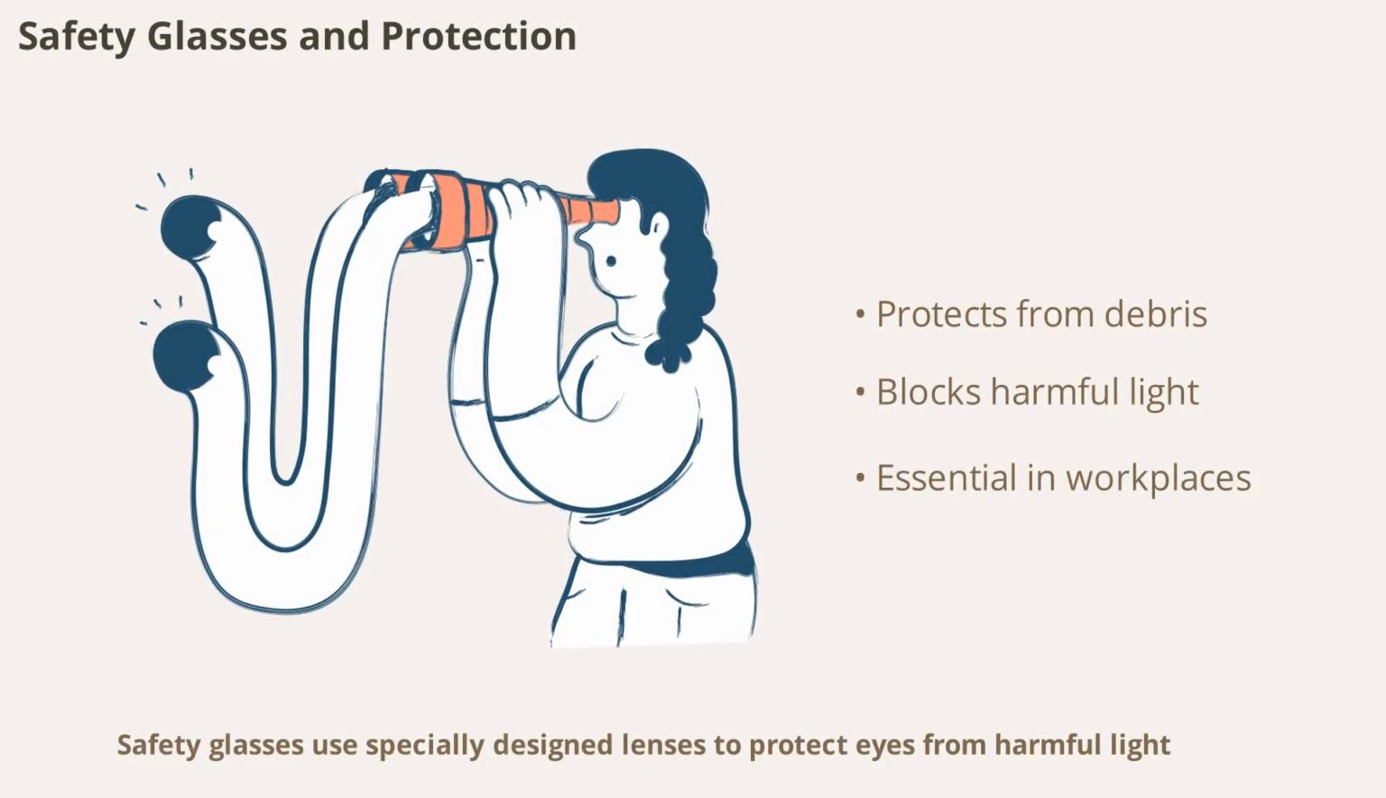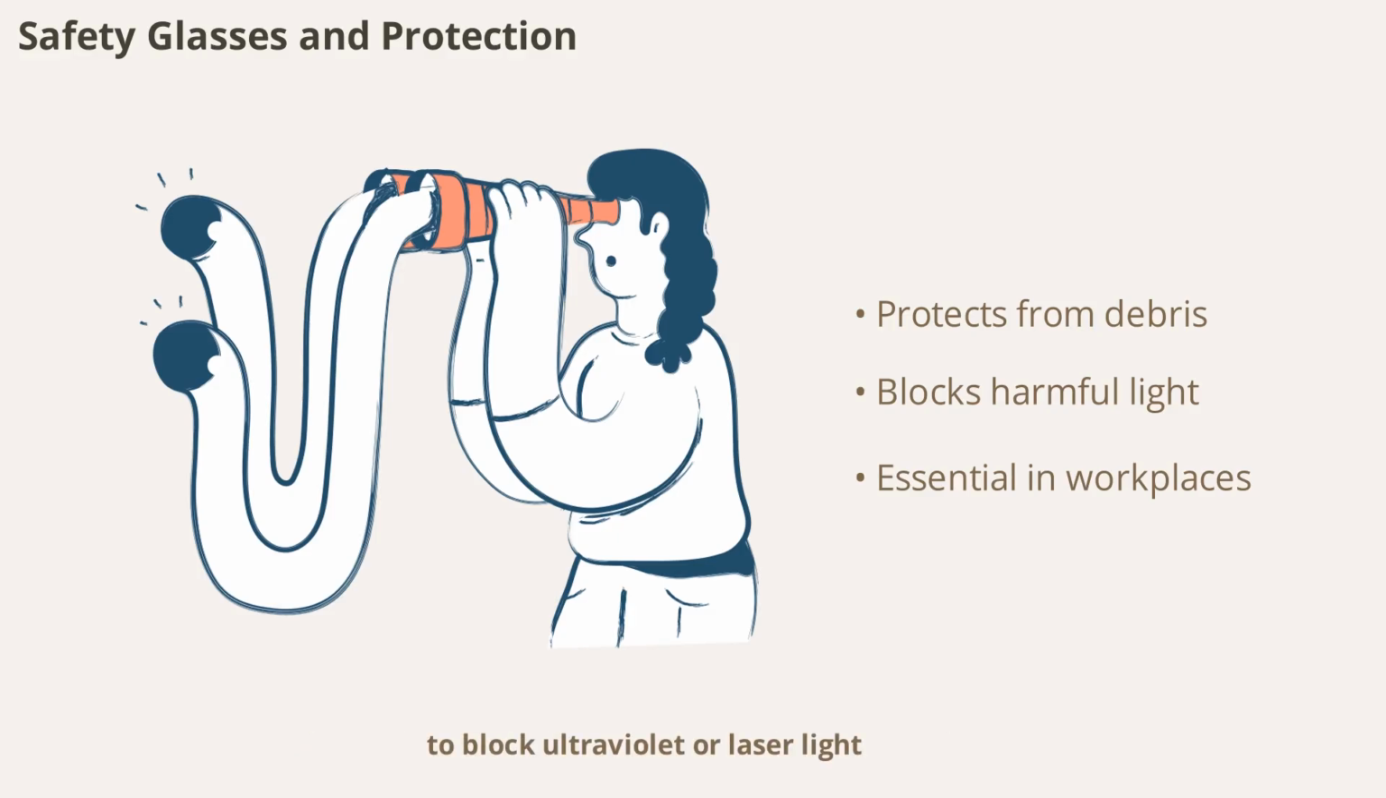Safety glasses use specially designed lenses to protect eyes from harmful light, debris, and chemicals. These lenses may be made from tough, shatter-resistant materials and can include coatings to block ultraviolet or laser light. Safety glasses are essential in laboratories, workshops, and construction sites.